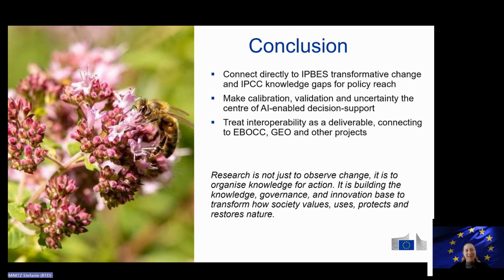And then also, when using AI, making calibration, validation, and uncertainty quantification the center of this AI-enabled decision support. So really working towards trying out how to best quantify uncertainty while providing results. And then last but not least, very importantly, I think, is to really treat interoperability, but also community building and outreach as a deliverable. So for example, making active efforts to connect to eBird, to connect to GEO, or to connect to the other platforms and projects mentioned here.